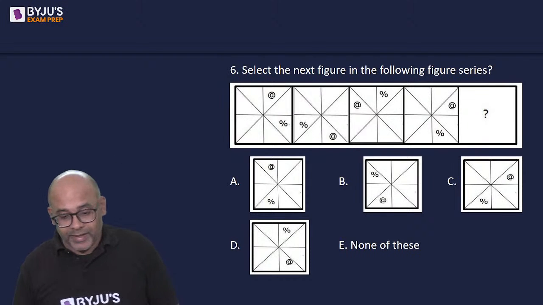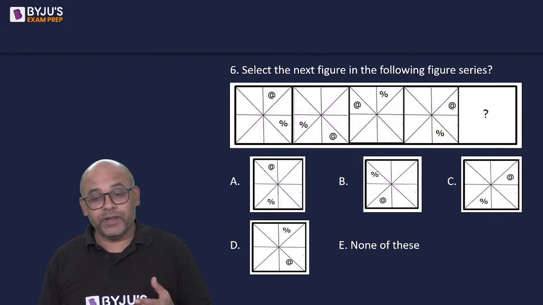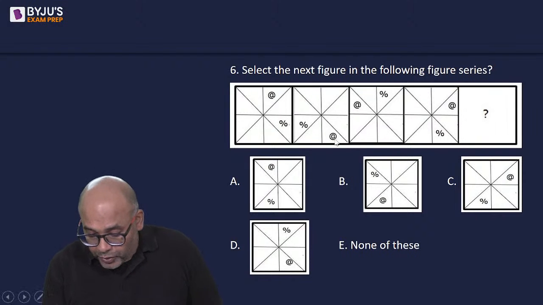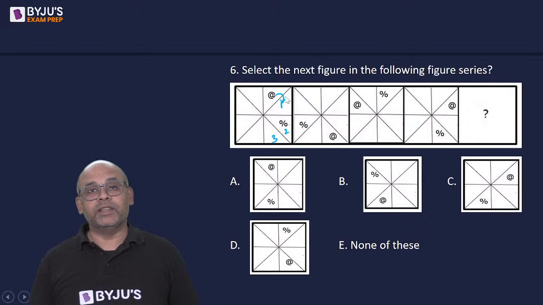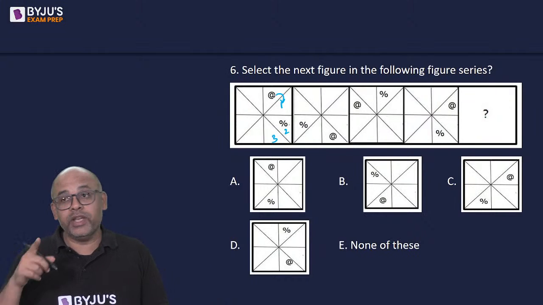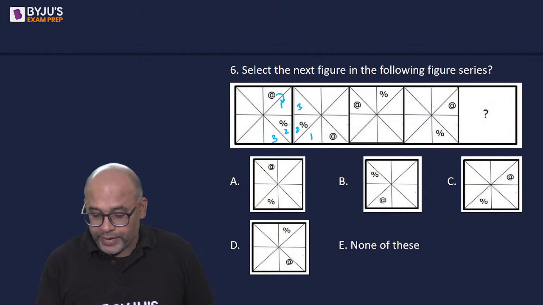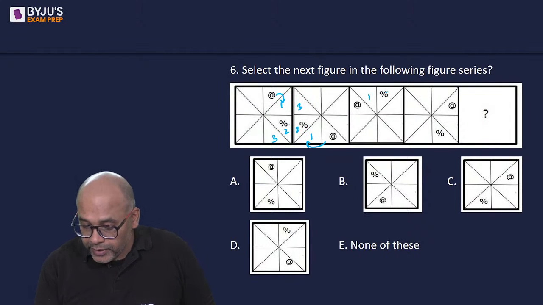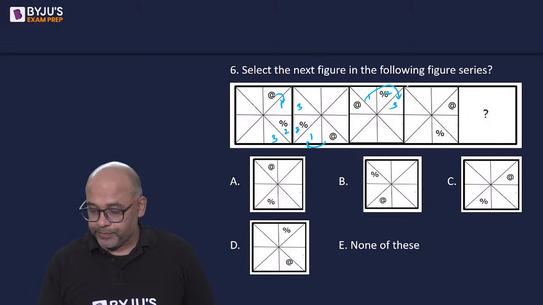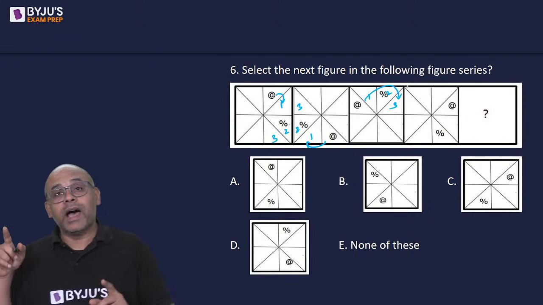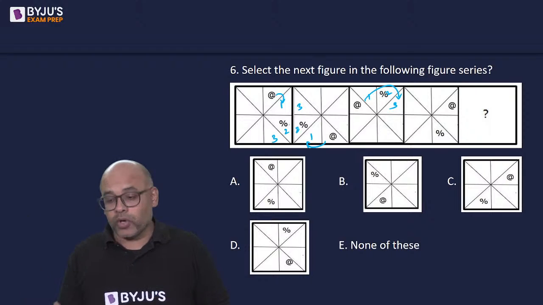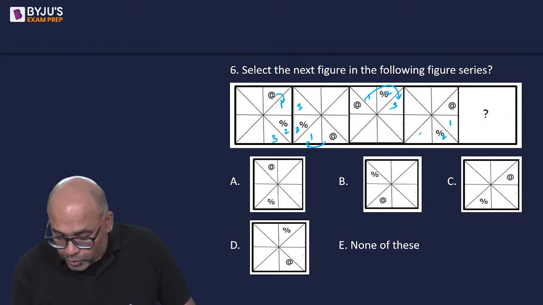So, let's see what is happening here. Ideally, this should not have created a problem. If you notice, you're going from 1, 2, 3. The at-the-rate sign is going 1, 2, 3 clockwise. Then 1, 2, 3 clockwise. Then 1, 2, 3 clockwise. Correct? So you can see the at-the-rate sign moving 1, 2, 3 in the clockwise direction.